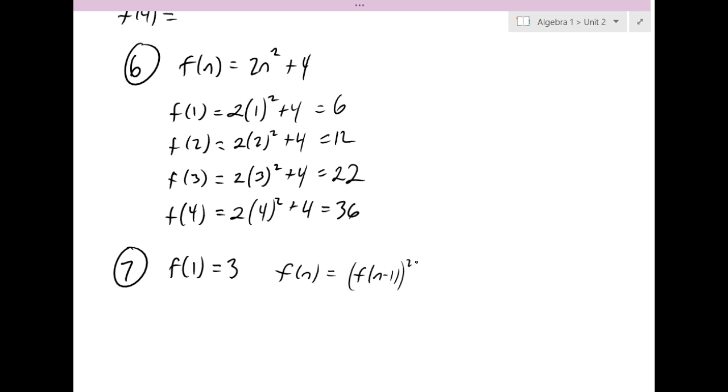Don't pack up. Do not pack up. Previous term squared. We're not done. It's not time to go yet.